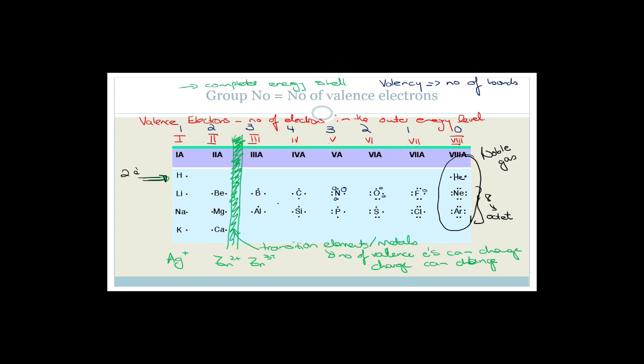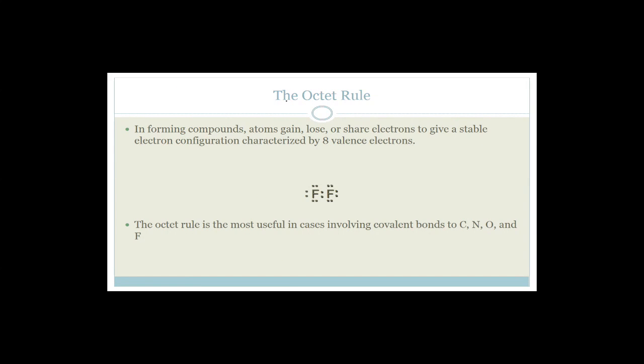Okay, right, but we will speak more about that as we go through the different types of bonding as well. So like I said to you, the forming of the compounds where the atoms gain, lose, or share electrons to give a stable electron configuration is characterized by the 8 valence electrons. This is obviously except for period 1, okay? Period 1 only has 2 valence electrons, which is your hydrogen and your helium. Remember, your helium's got 2 and hydrogen's trying to become like helium.